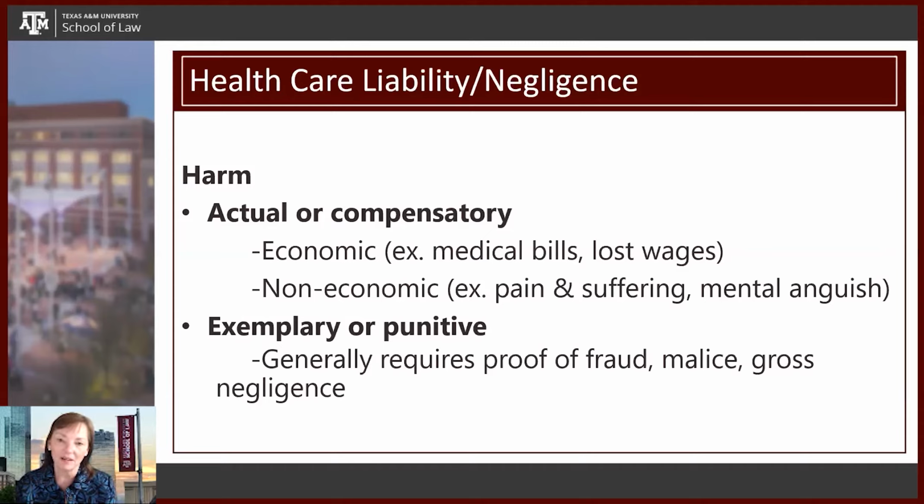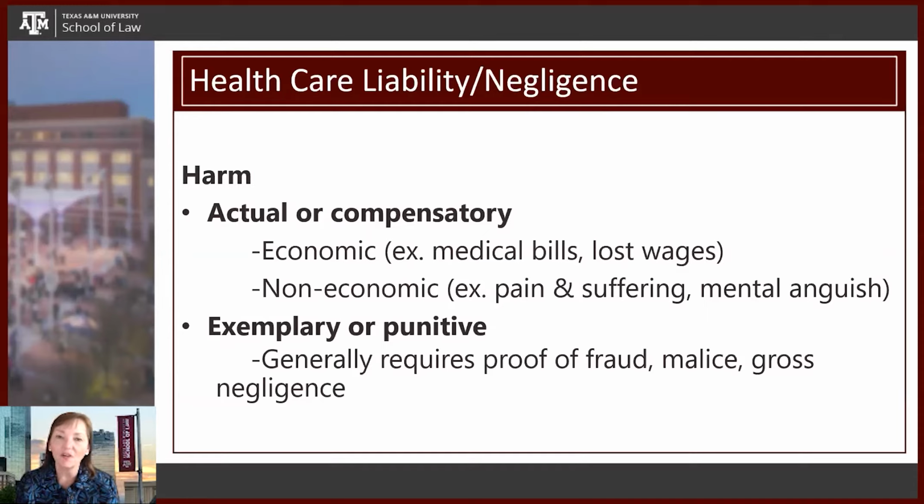Then we have non-economic damages, which are sometimes referred to as soft damages. They're really more intangible type of things, and it's hard to put a price on them and hard to show exactly how much this is worth. So non-economic damages are things like pain and suffering. How do you put a price on pain? How do you put a price on suffering? How do you put a price on mental anguish? Those are still damages that come in, but they are more difficult to prove.